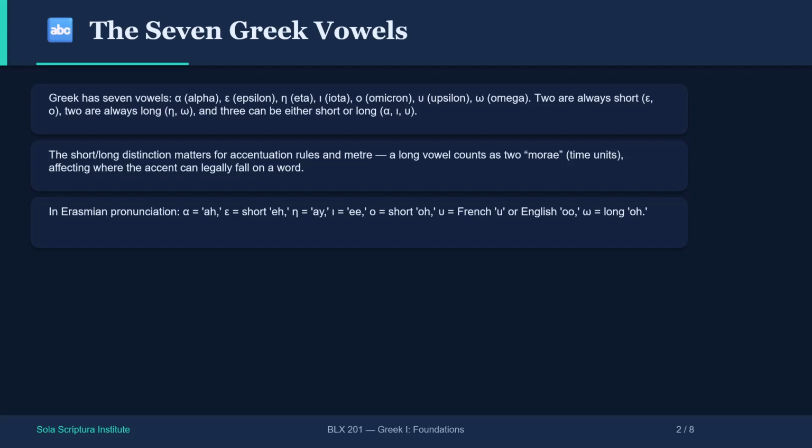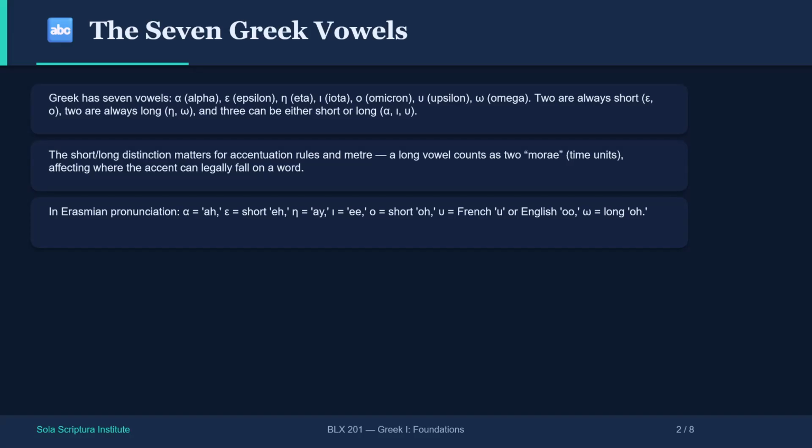So the 7 Greek vowels, we have looked at that before. We're just repeating. This is just a slide to repeat. So you have the alpha, the epsilon, the eta, the iota, the omicron, the upsilon, and the omega. Now, 2 of these vowels are short. The epsilon and the omicron are short, and 2 are always long. The eta and the omega are always long, and 3 can either be short or long. The alpha, the iota, and the upsilon can either be short or long, right?